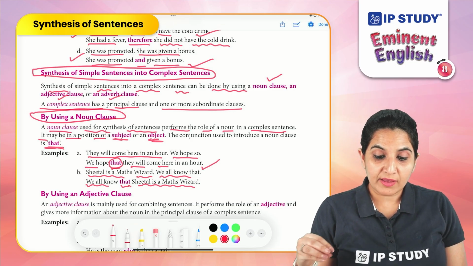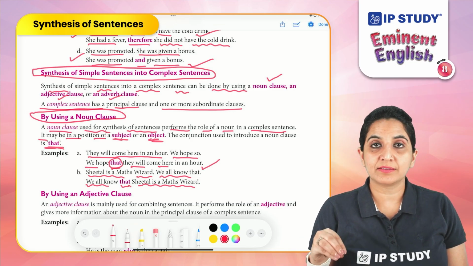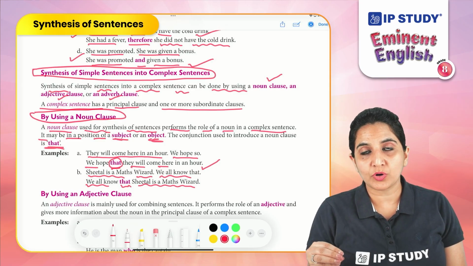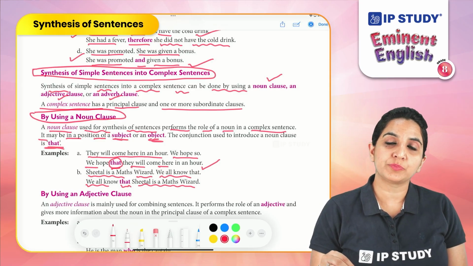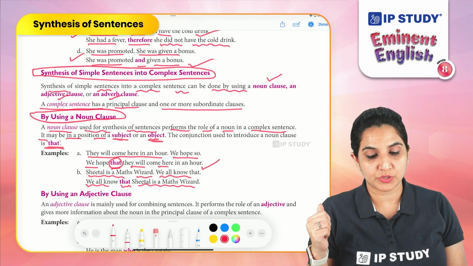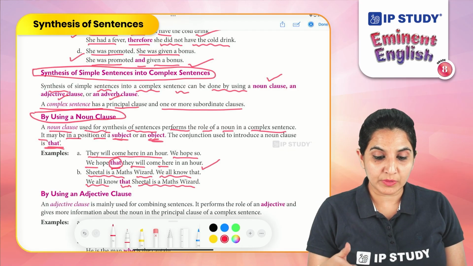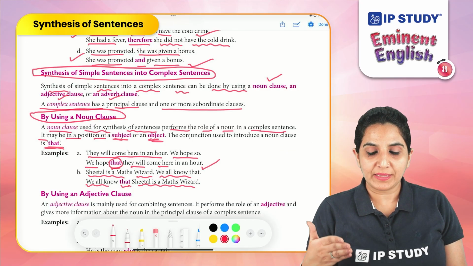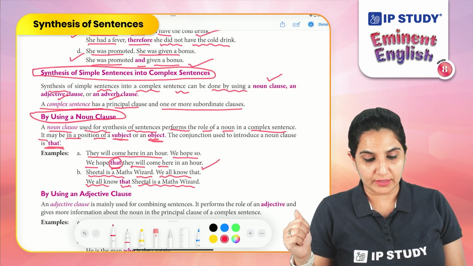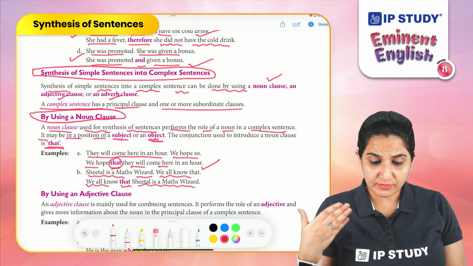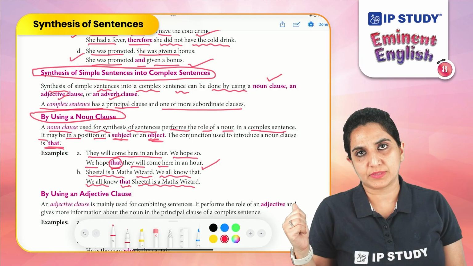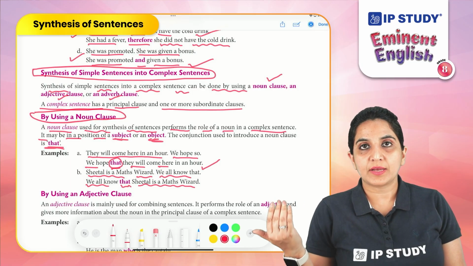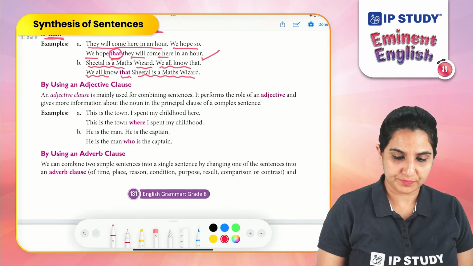Now here we have used it as a noun. Now this noun clause can be in an object position or in a subject position, like in the first example, we hope. This is the subject. We hope that they will come here in an hour. We all know that Sheetal is a maths wizard. Now this is acting as a noun clause.